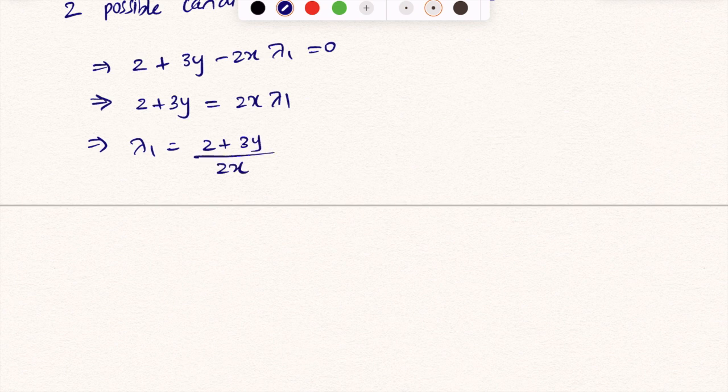Okay, so simply rewriting the partial derivative of the Lagrangian with respect to x in terms of x and y, we find that lambda 1 is equal to (2 plus 3y) divided by 2x. And so at this point, y is a constant positive value, whereas x can be positive or negative. If we let x be negative, that would result in a negative lambda 1, which violates dual feasibility.